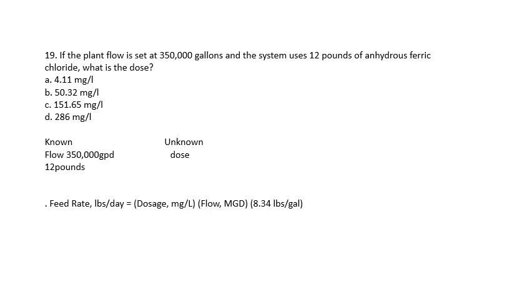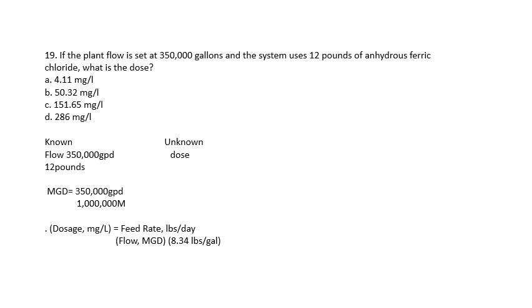So with the things we are given, we have our Davidson pie chart. Your feed rate pounds per day is equal to your dosage milligrams per liter times the flow in million gallons a day times 8.34. So we don't know the dose, so we're going to have to rearrange this formula. To solve for the dose, when you rearrange the formula, it is equal to the feed rate pounds per day divided by the flow million gallons a day times 8.34 pounds per gallon. So that's the Davidson pie chart rearranged to solve for dose.